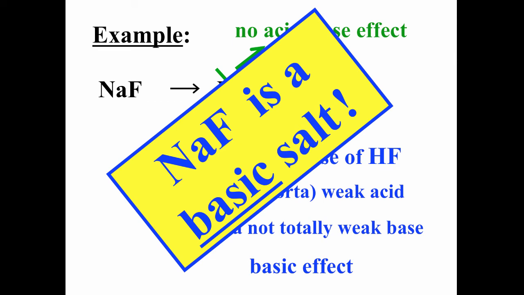And this is going to be true in general. Anytime we have a conjugate base of a not really strong acid, then the base has some basic effect, and it's going to give you a basic salt, providing the positive ion doesn't have a counteracting acidic effect. And that's the last thing we'll see here: an example of a positive ion that has an acidic effect.